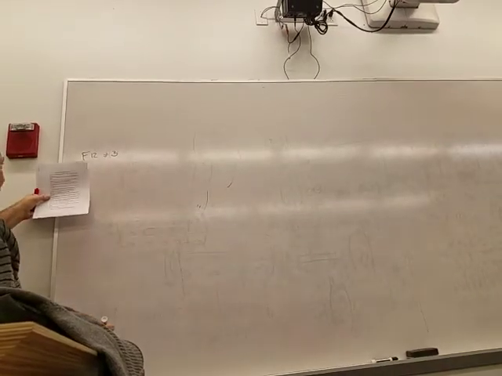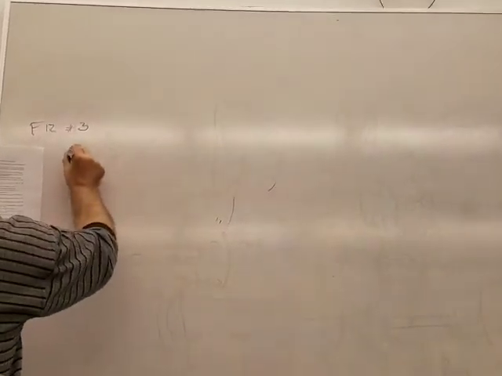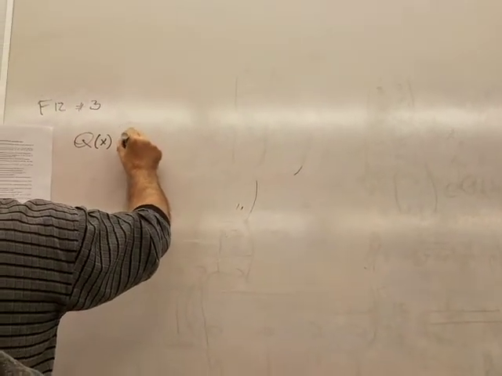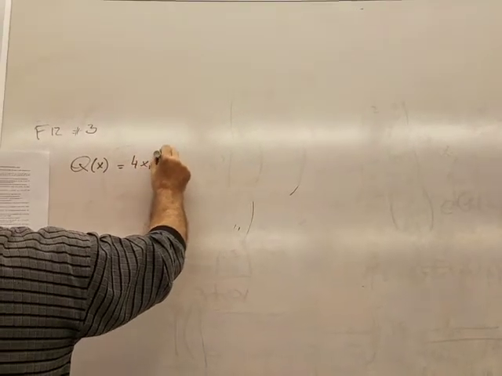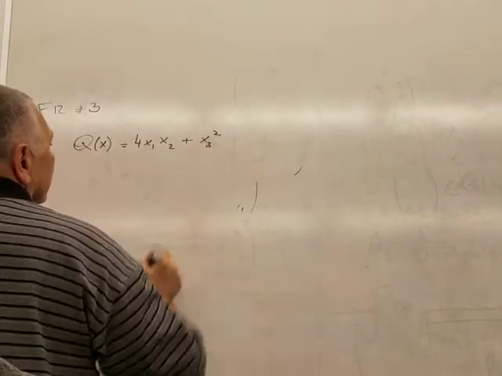Anticipated problem session problem after the next class. The equation that we have is 4 times x1 times x2 plus an x3 quantity squared.